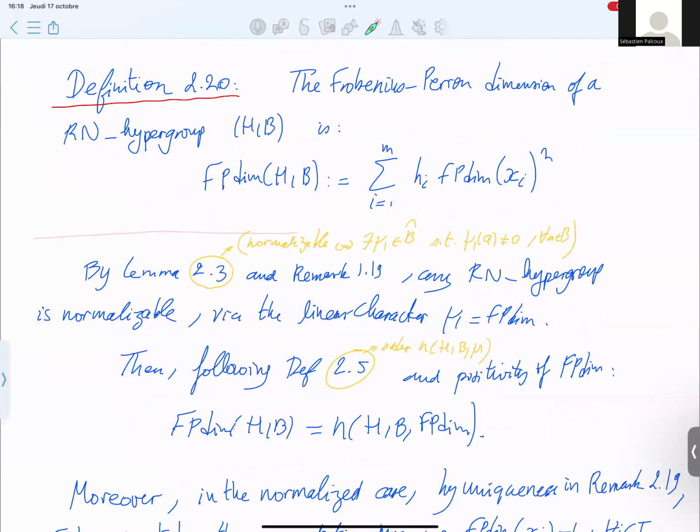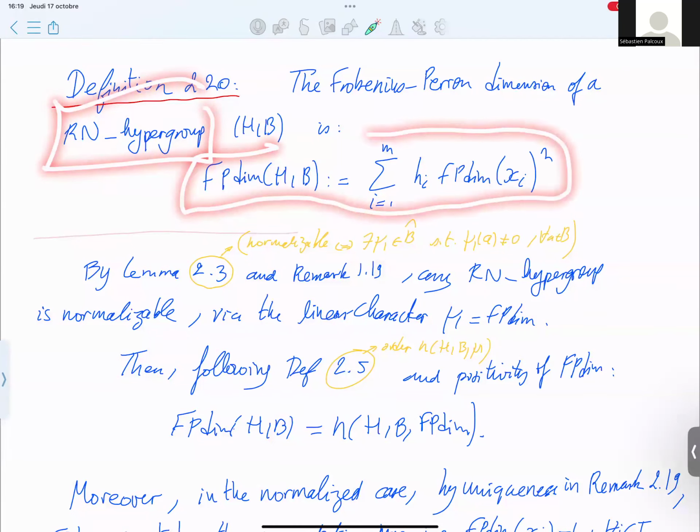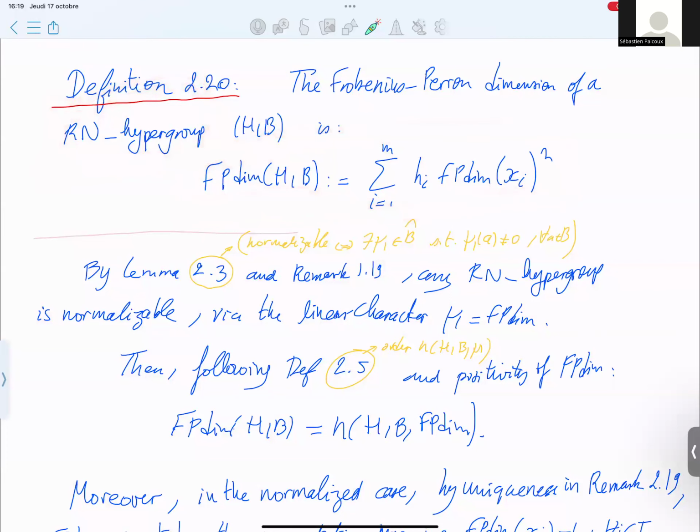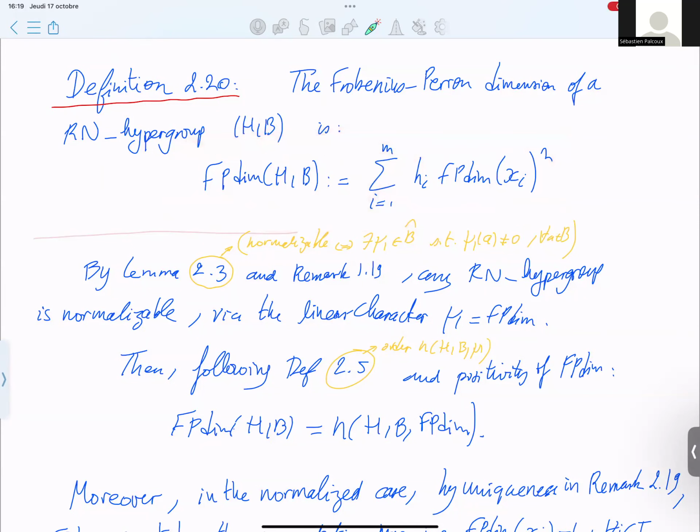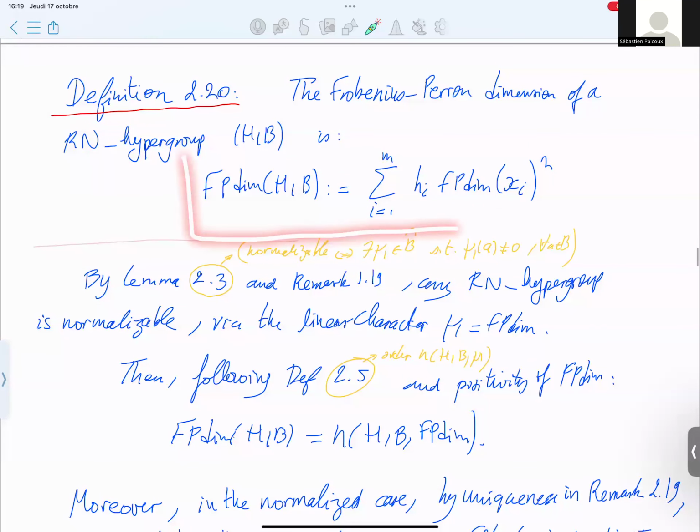Okay, so you define the Frobenius-Perron dimension of a real non-negative hypergroup like that, exactly as you did for the fusion ring: in fact, the sum of the squares of the Frobenius-Perron dimensions of the basic elements. Here, it looks like the definition of the order, but in fact, this is what we will state here.